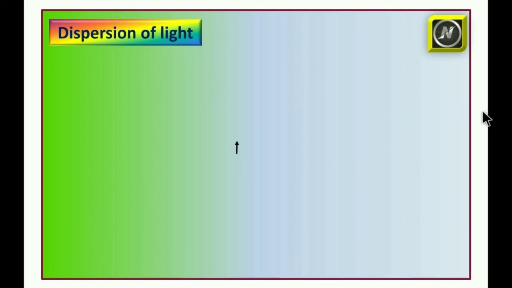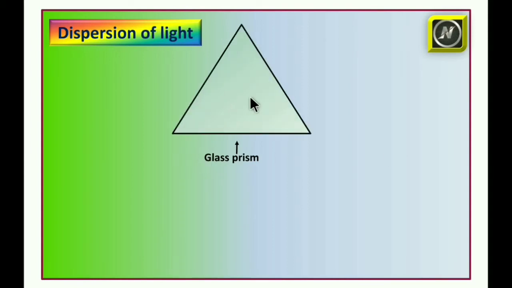What is dispersion of light? We will see. First take a glass prism. Now a beam of white light is incident on the glass prism, using the light source. This white light undergoes refraction as well as dispersion. Refraction in the sense bending takes place. Dispersion in the sense splitting of the white light into different colors.